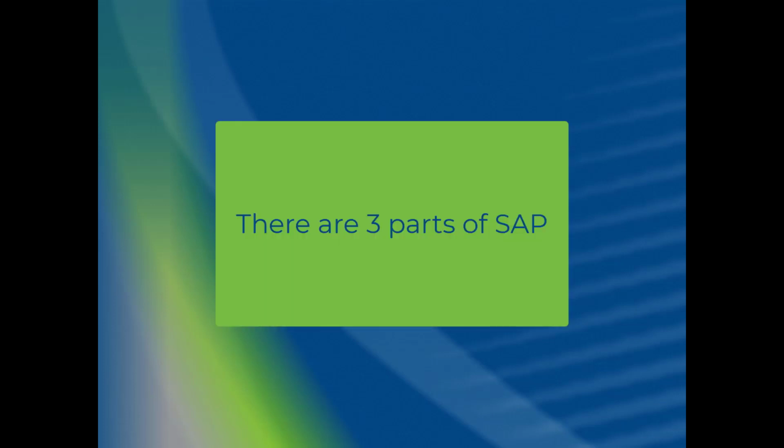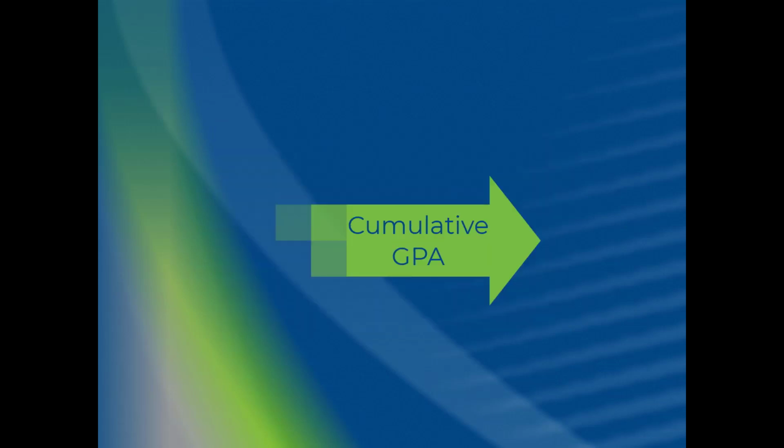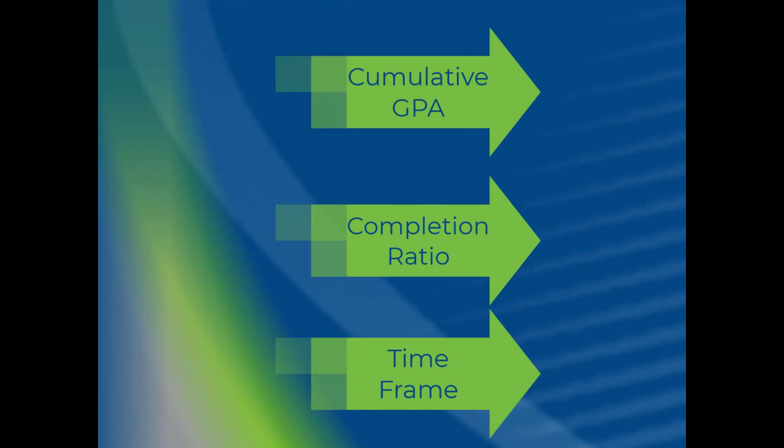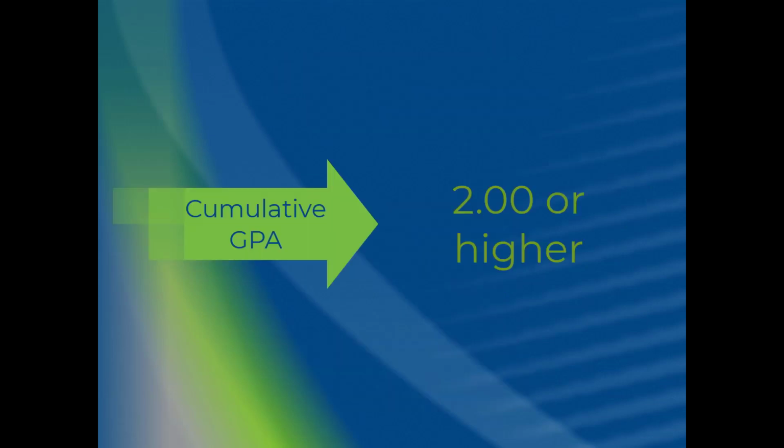There are three parts to satisfactory academic progress: cumulative GPA, completion ratio, and maximum time frame. You are required to maintain a cumulative GPA of 2.0. Cumulative GPA is the overall GPA for all of your coursework.